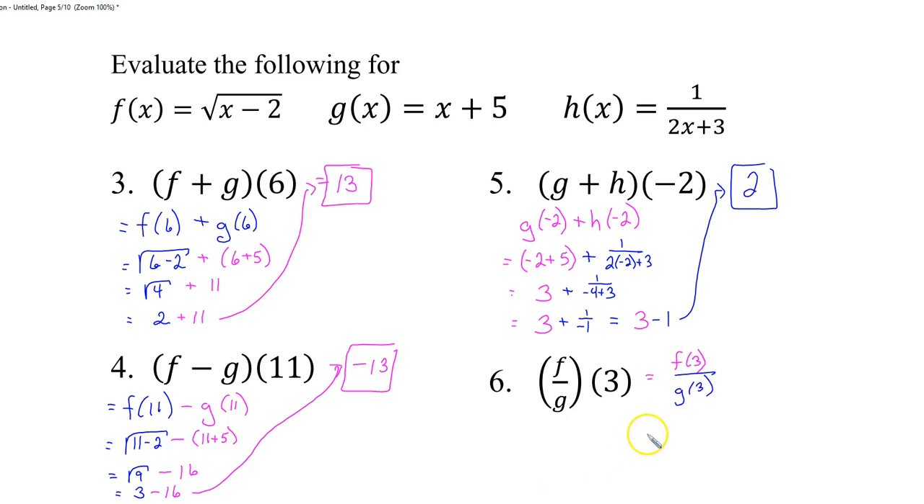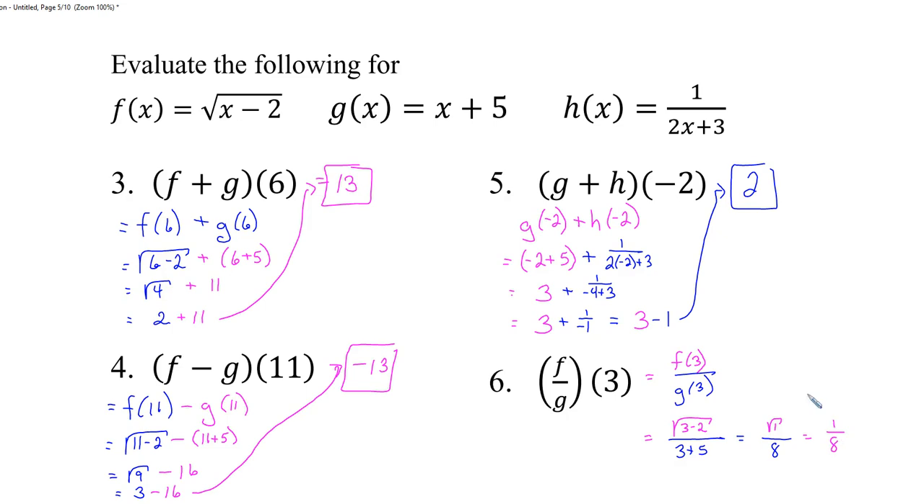So f of 3, going back to our f function, is going to be the square root of 3 minus 2. And g of 3, we're going to go back to this function, 3 plus 5. In that denominator, we're going to end up with an 8. 3 plus 5 is 8. The square root of 1, we're very happy to know that the square root of 1 is 1.